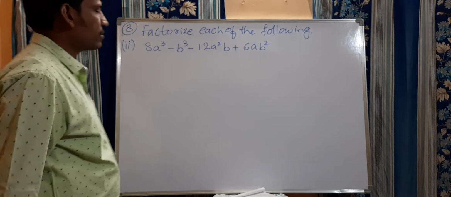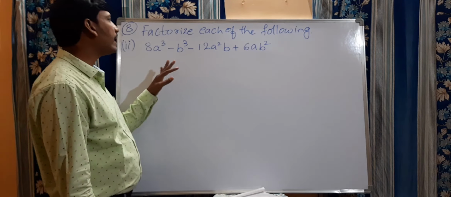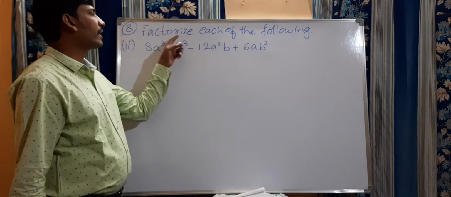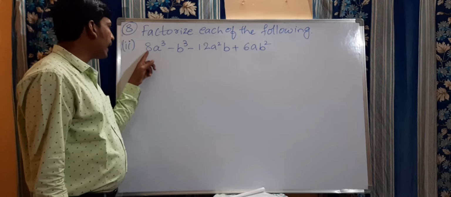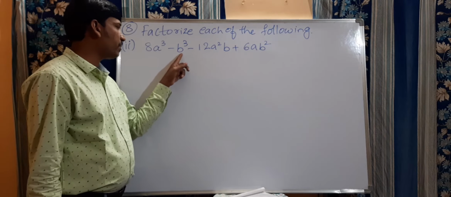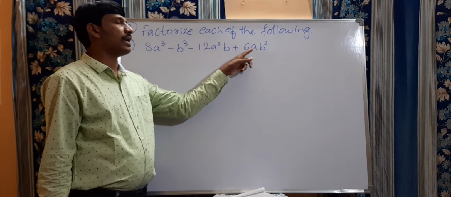Right, children. So just now we discussed the three problems. Now let us move to question number 8. Factorize each of the following. Second bit I am going to solve. That is 8a cube minus b cube minus 12a square b plus 6ab square.